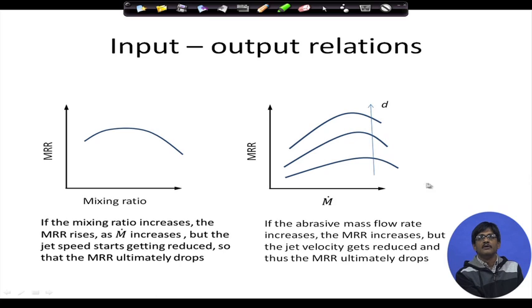If we come to the effect of mass flow rate on MRR, it is roughly going to be the same. Why? Because mass flow rate of the abrasives is increasing, and therefore MRR increases, but as the jet becomes heavier and heavier with more and more abrasive particles, ultimately MRR comes down because the velocity is going to go down, and if the velocity goes down, as we have seen, MRR will go down.